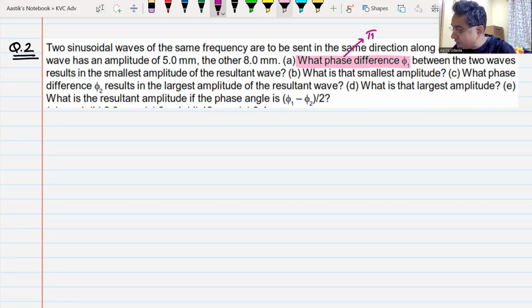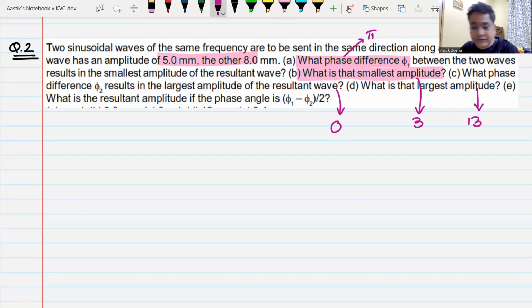What is the smallest amplitude? The smallest amplitude will be 8 minus 5, so the smallest amplitude is 3. That's correct. And C is 0. What are the even multiples of pi? The first even multiple of pi is 0, or you can say 2 pi. So the answer for the third part becomes 0. That is correct. D is 13. The largest amplitude is 8 plus 5, that is 13. Yes, that is correct.